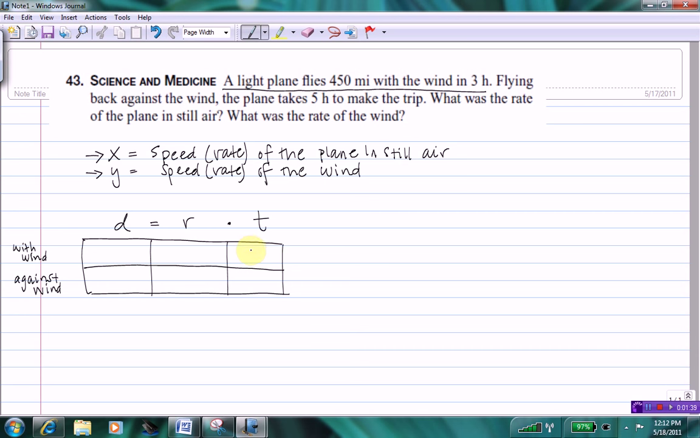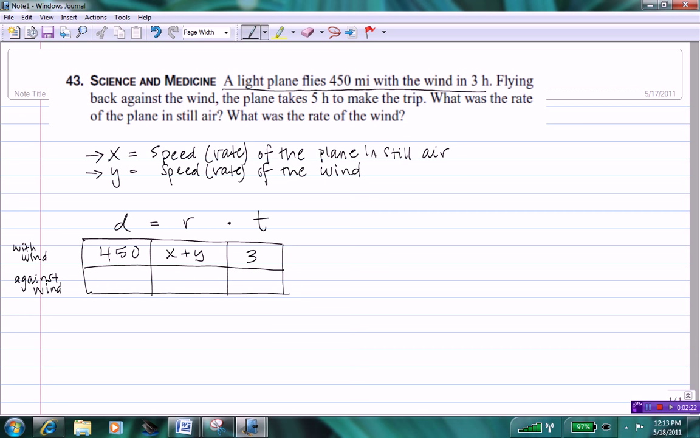So right off the bat, I can fill these 2 values into my chart. I'm going to go ahead and put a 3 underneath the time column for the trip going with the wind, and I'm going to put a 450 underneath the distance column. Now let's talk about the rate. When a plane flies with the wind, we assume that the plane will fly faster because the wind is working with the plane and it's kind of pushing it along. And so if we take the speed of the plane in still air and add the speed of the wind, we get a faster rate, and so we can say that the speed of the plane with the wind is represented by the expression x plus y.